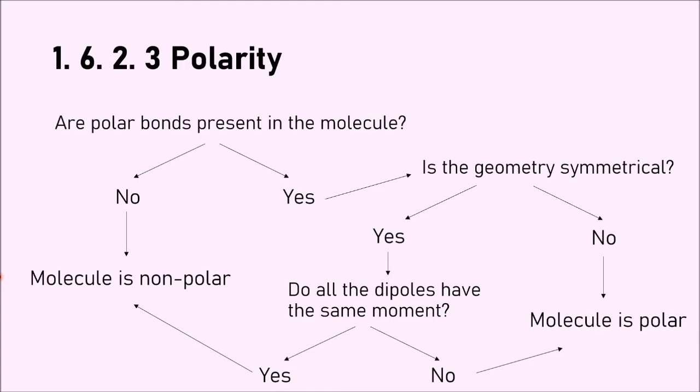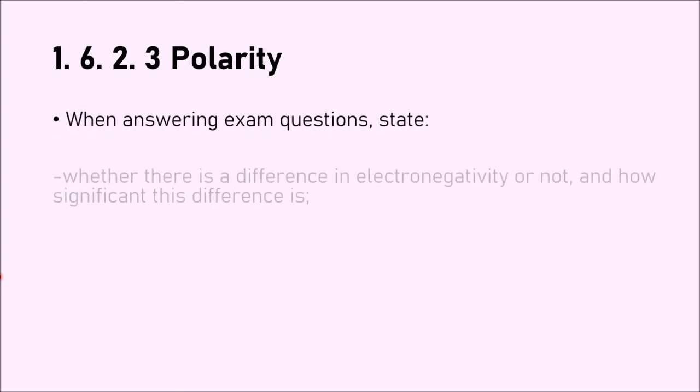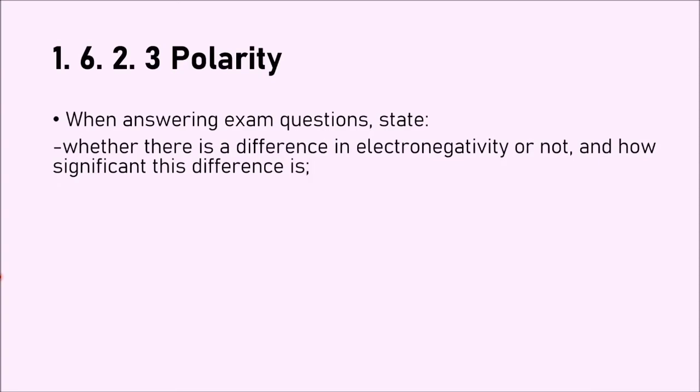So I strongly recommend that you learn how to go through this process of elimination to decide whether the molecule is polar or not. But when answering exam questions, we don't draw this diagram, we would rather state all these points in a logical order. Start off by saying whether or not there is a difference in electronegativity between the atoms, and how significant this difference is. If the difference is very small, or virtually zero, then it's just a pure covalent bond, isn't it? If it's greater than 1.8, then it's ionic. Of course, you don't need to know the values, but you can include this statement so that you can support your answer further on.